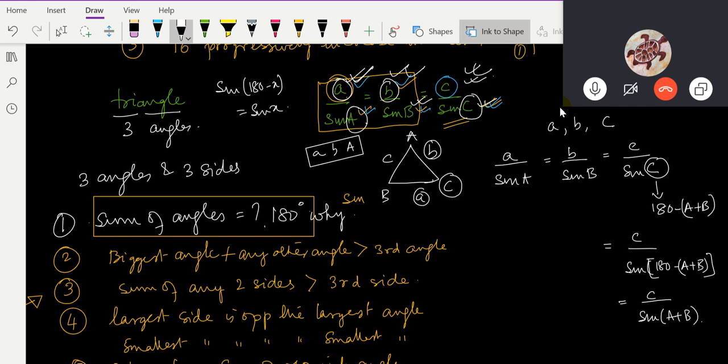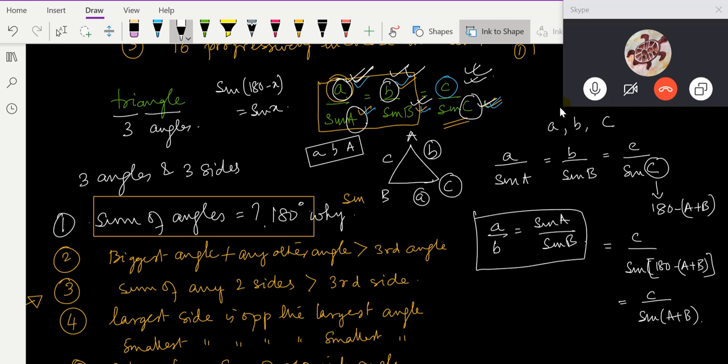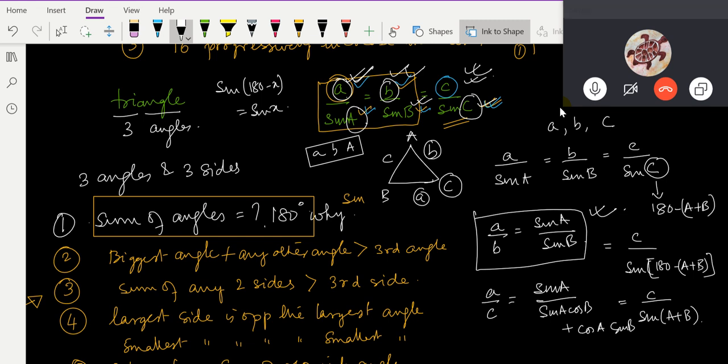So therefore, A by B is equal to sine A by sine B. This is one equation. I'm trying to find out A and B. So this is one equation between A and B. The other equation is A by C is equal to sine A by sine of A plus B, which means sine A cos B plus cos A sine B. Now from these two equations we can find out the value of A and B, but it's cumbersome.